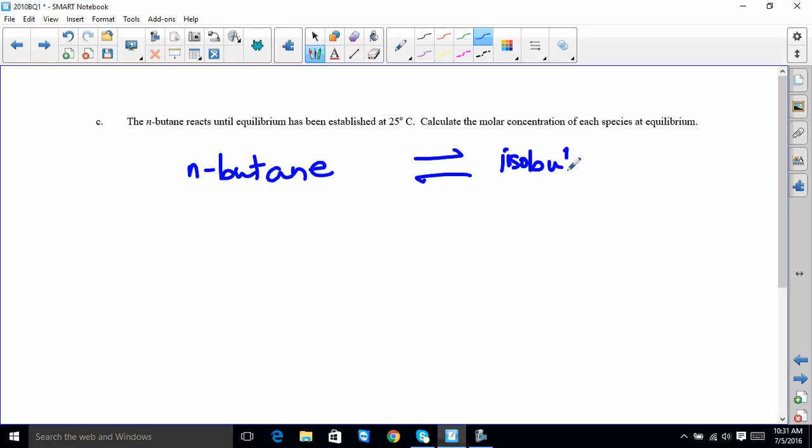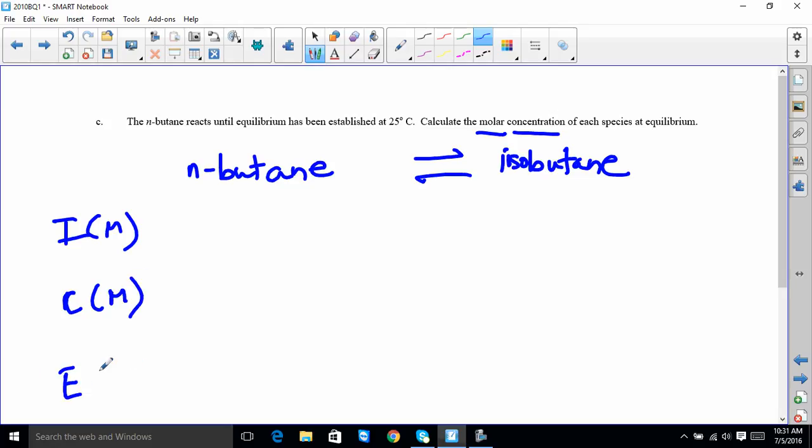No, yeah, isobutane. They're both butane. And they want molar concentration, so this is a Kc, not a Kp. So ICE, I call them ice charts. I think Higgins called them rice charts, same difference. Now, this has to be molarity.